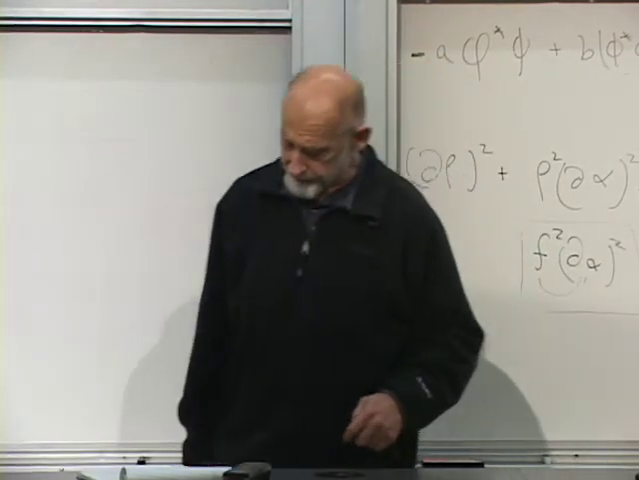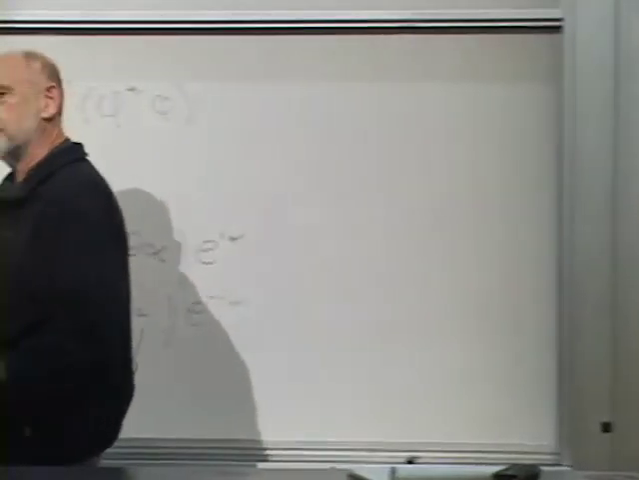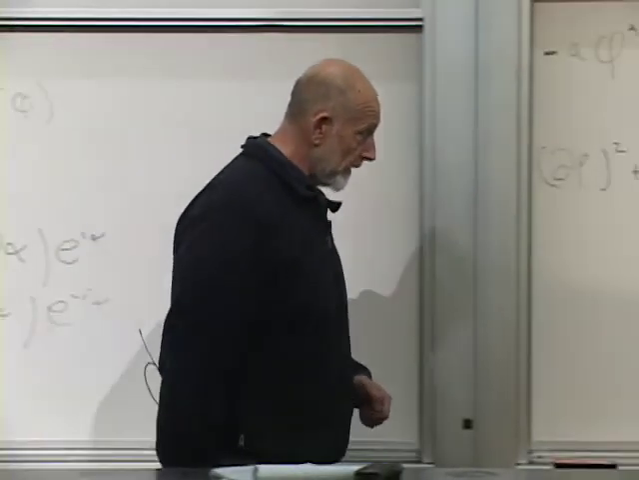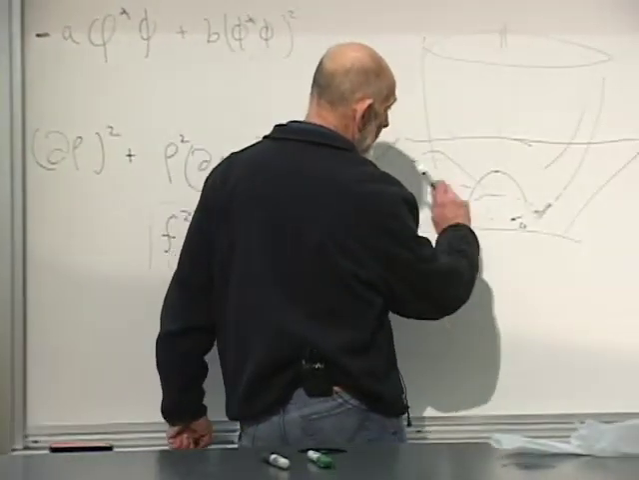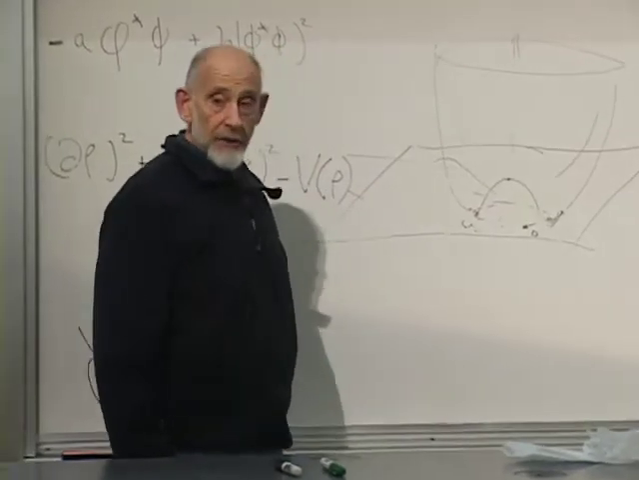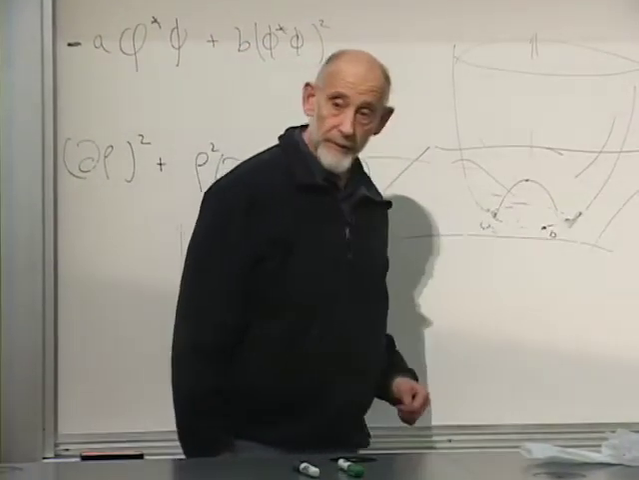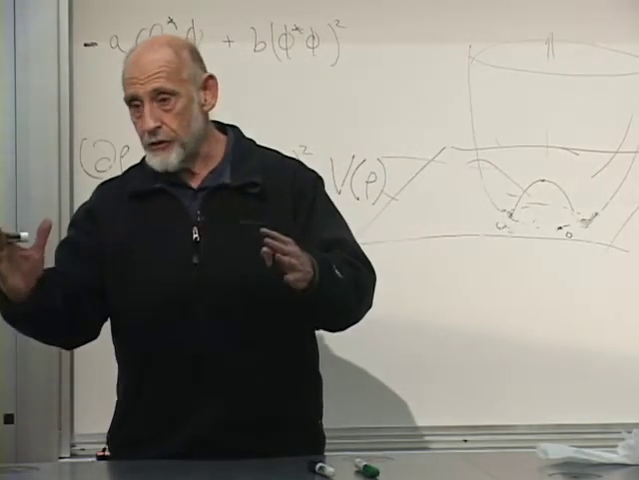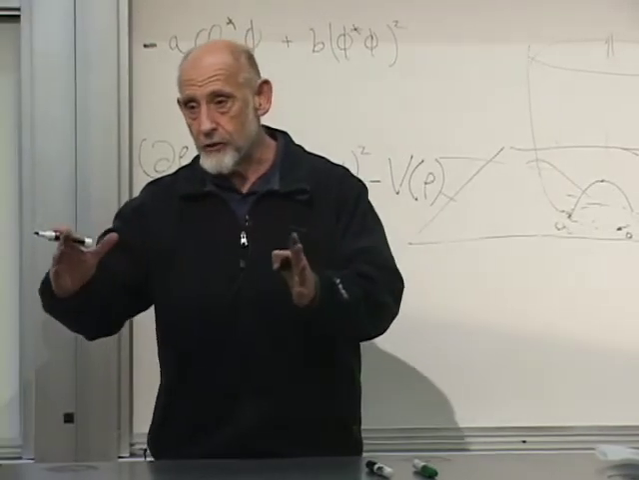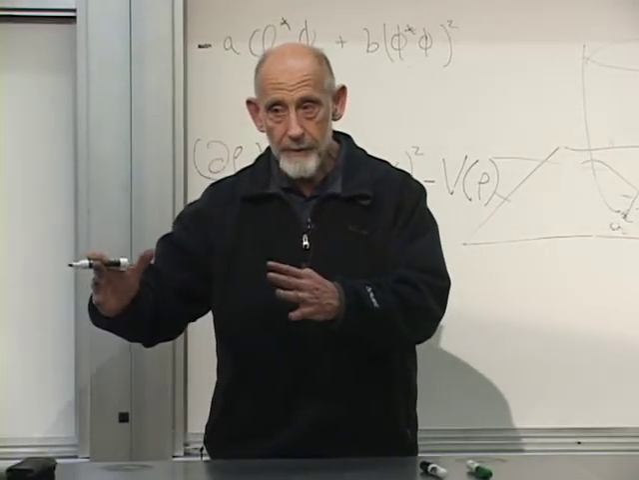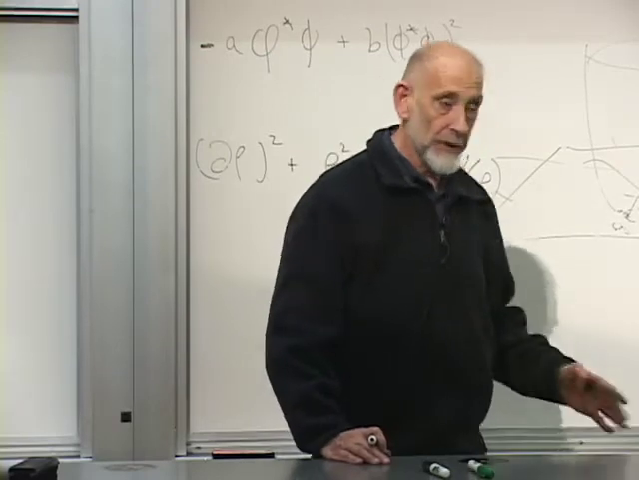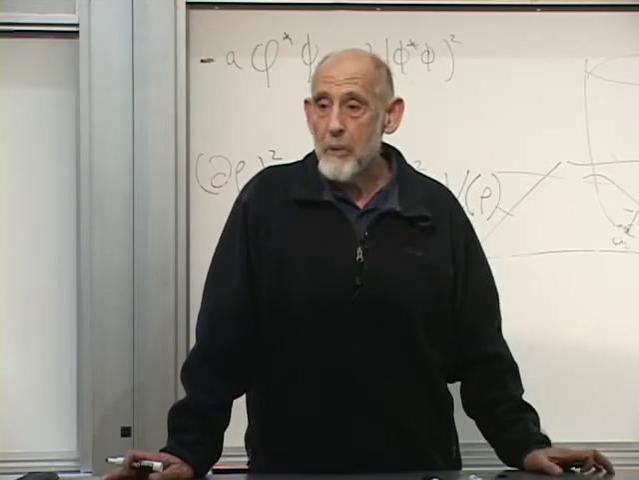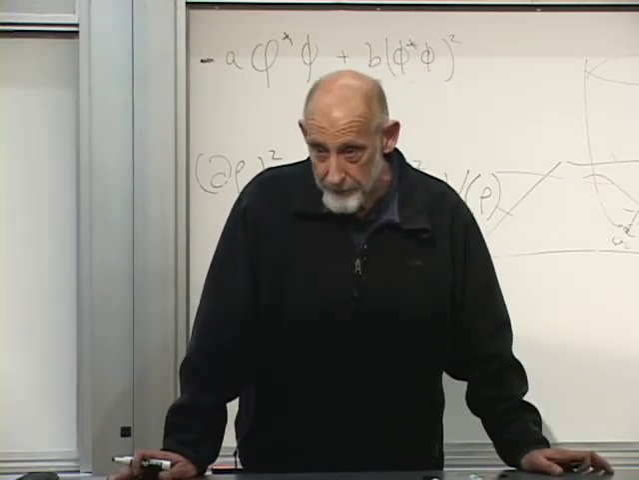Whenever you have a continuous symmetry, in this case a rotation symmetry around here, and that symmetry is spontaneously broken, there is always the possibility of changing the orientation of things very gradually from place to place. And in that case, you have massless excitations, massless particles. Those particles are called Goldstone bosons.